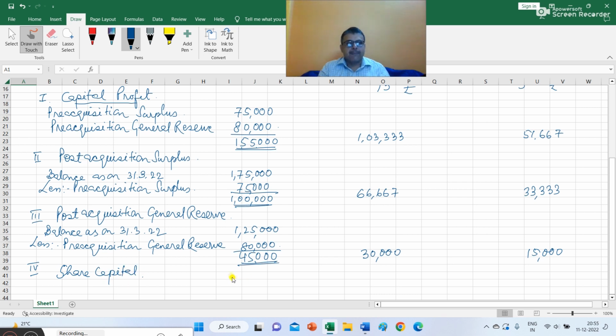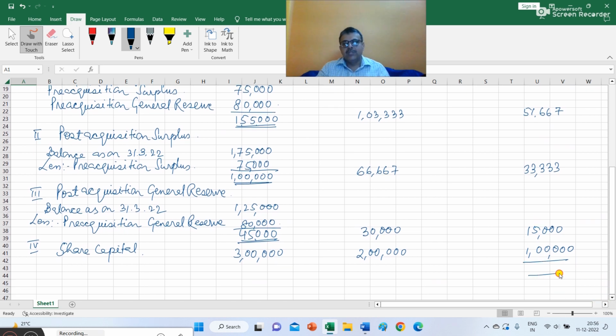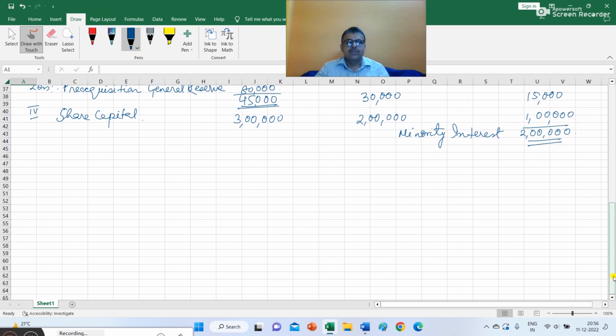So balance of share capital of Colonial Company Limited as on the date of balance sheet was rupees 3 lakh. And share of Imperial Company Limited is 2 lakh, 2/3 of 3 lakh is 2 lakh, and share of Colonial Company Limited is rupees 1 lakh. So we have to add up these four balances in order to get the value of minority interest. And you will get a sum total of 2 lakh, and this is the balance of minority interest. So this is control chart A.